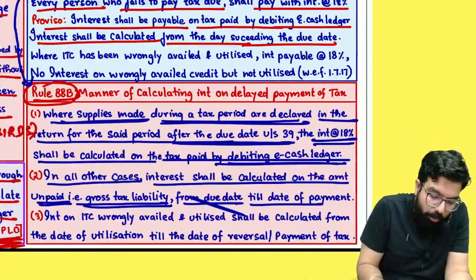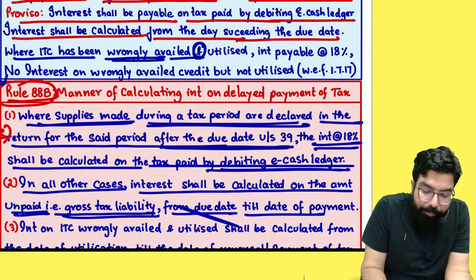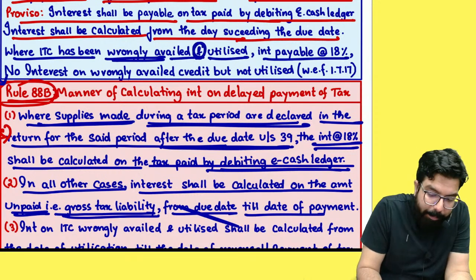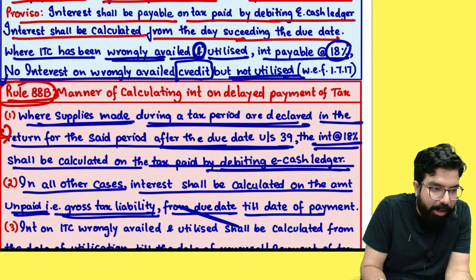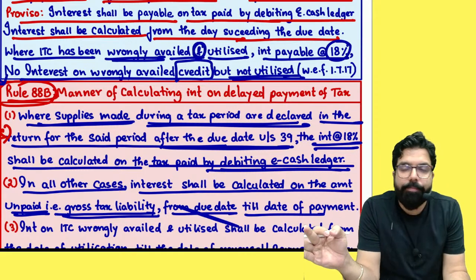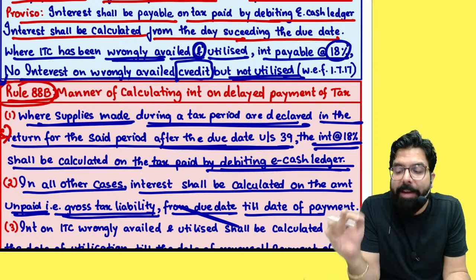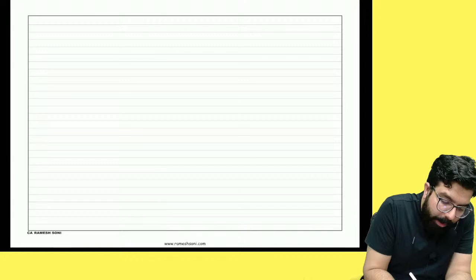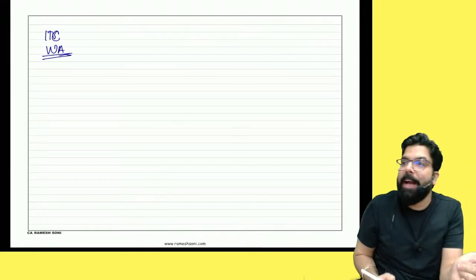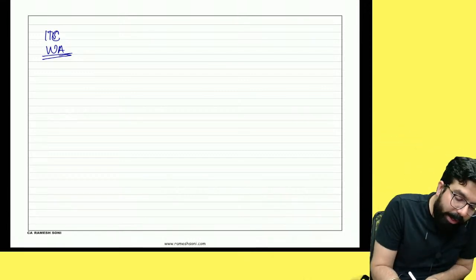The next one says, ITC has been wrongly availed and utilized, interest payable 18%. There is no interest if you have availed it but have not utilized it. If you don't go ahead and use it, do you have to pay interest? For an example, ITC wrongly availed. I took credit wrongly. Concentrate, everyone. I took wrong credit of 4 lakh rupees.